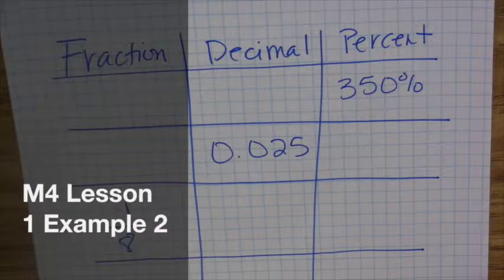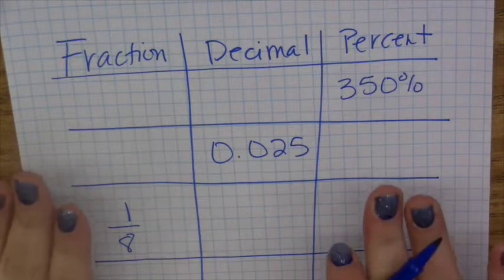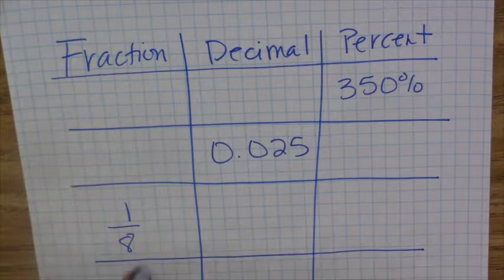All right, let's look at example 2. It says fill in the chart by converting between fractions, decimals, and percent. Show your work in space below. So you should have your table already copied down onto your notes page. Let's look at our first line.